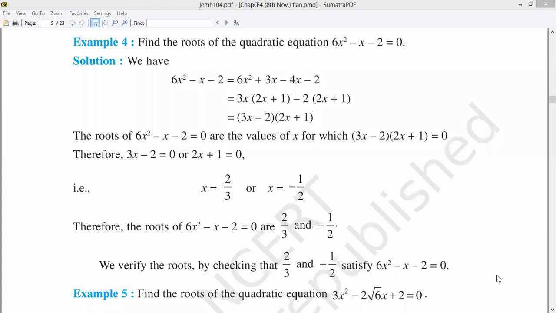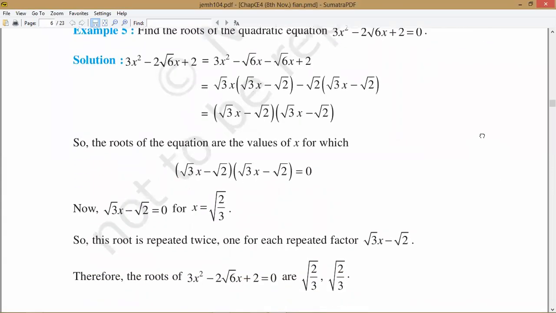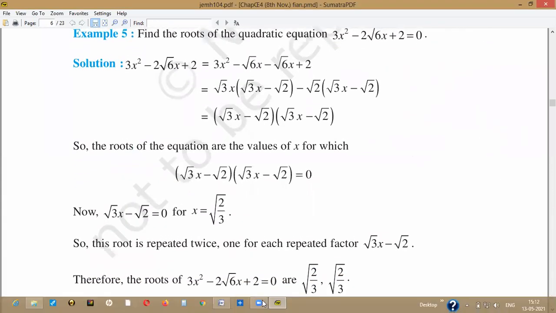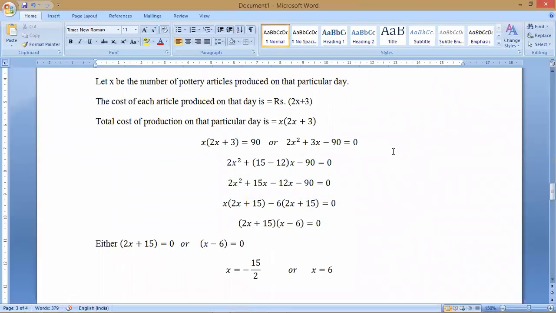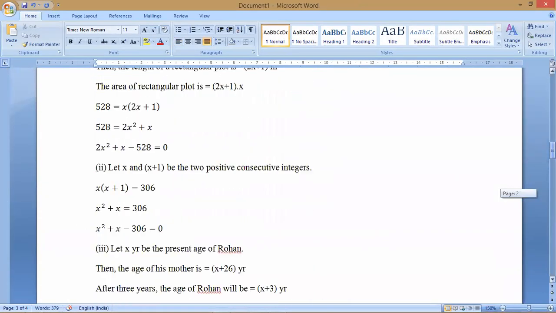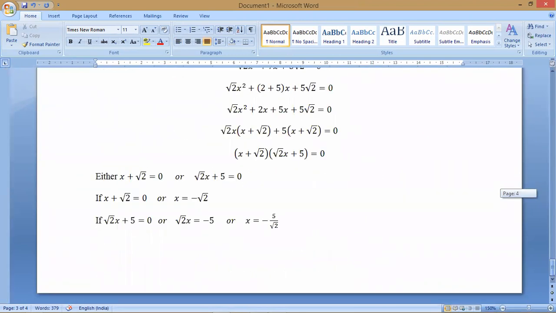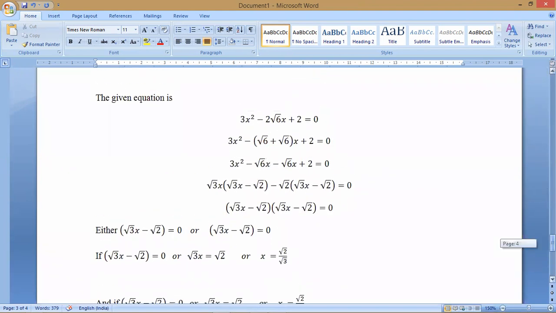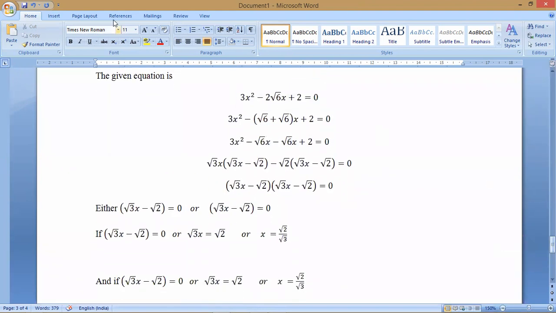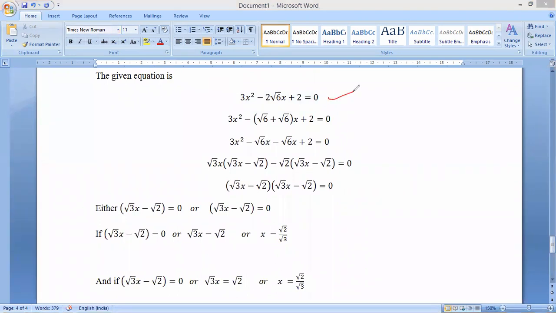Now the next example, example number 5: 3x square minus 2 under root 6 x plus 2 is equal to 0. We see 3 into 2. The coefficient of x square is 3 and the constant term is 2, and 3 into 2 is equal to 6.